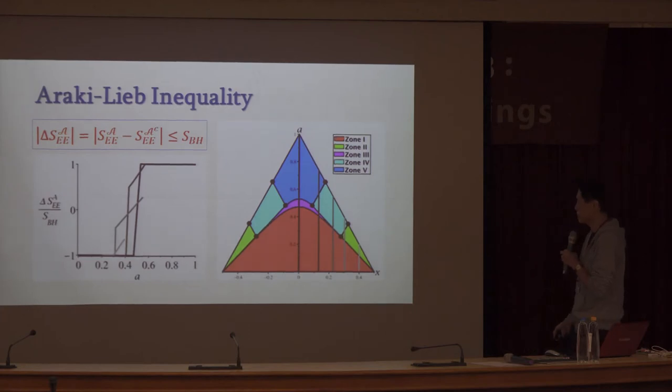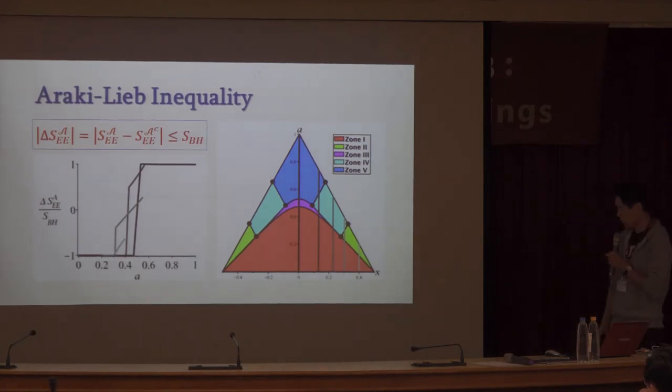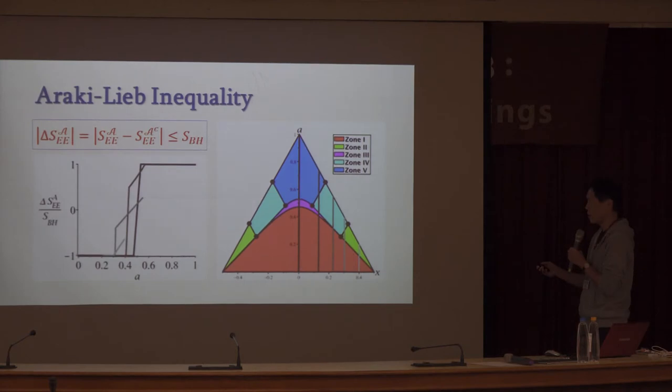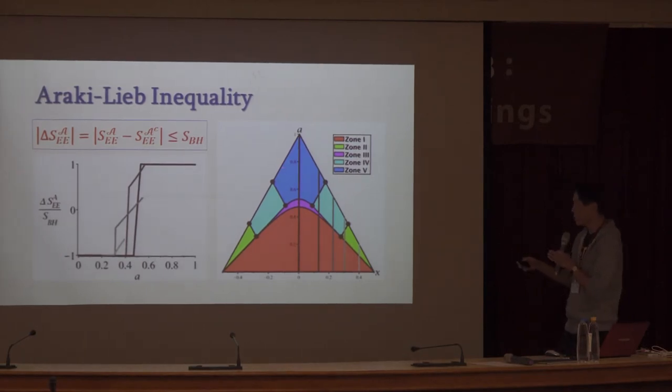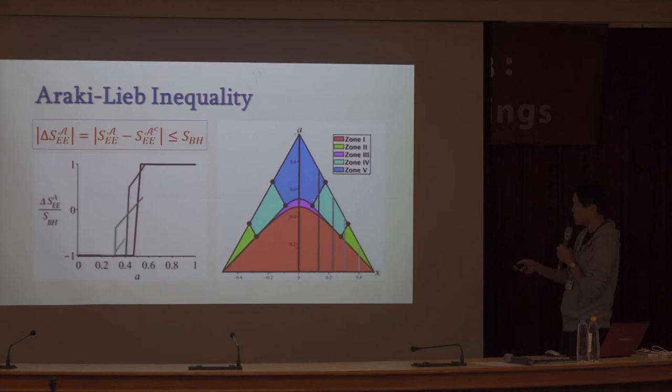So we pick some temperature, and we can draw this diagram. We combine these two diagrams, so it's A and AC. In this diagram, we have different zones. For zone one, A and AC are both in the sunset size and reverse sunset size. In this part, the difference between the entropies, if you calculate the entropy of A minus the entropy of AC, is exactly equal to zero. And also, zone 2 and zone 5, the difference between A and AC is just exactly the thermal entropy.